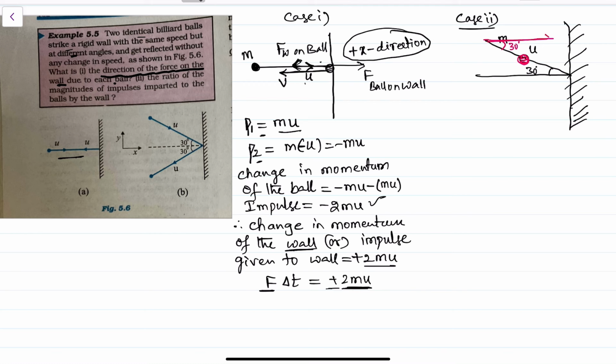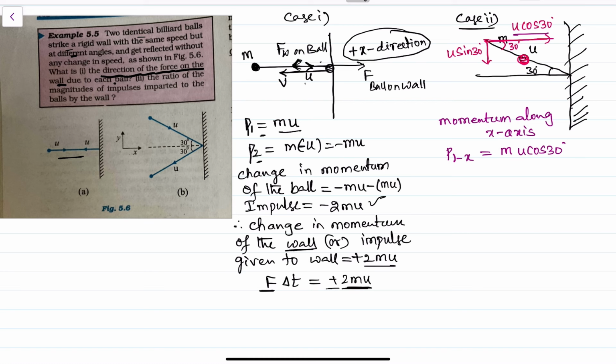I am resolving this velocity into components. This is the x component, that is nothing but u cos theta, u cos 30, and its y component is nothing but u sin 30. Now momentum along the x-axis. Initial momentum along the x-axis, P1x, is equal to mass into its velocity along the x-axis, which is u cos 30.